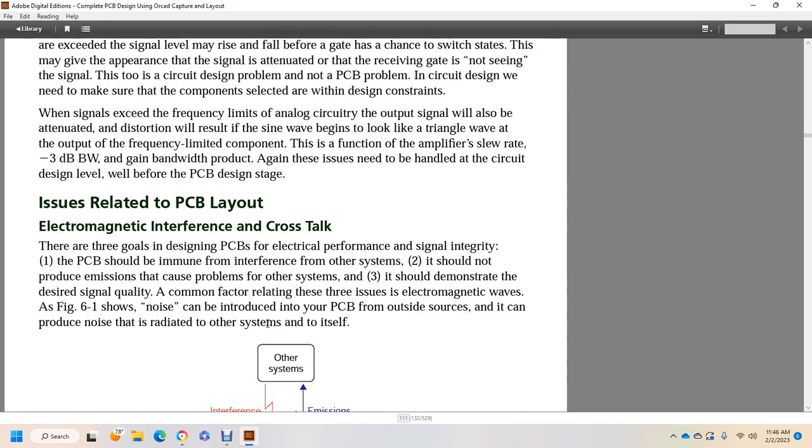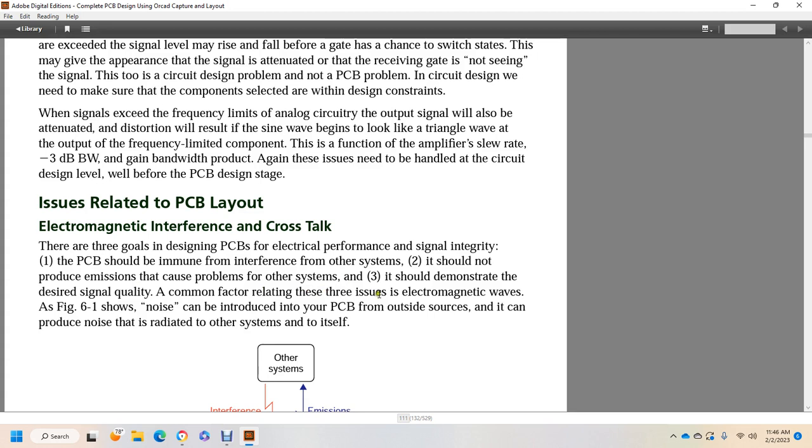Issues related to PCB layout. Electromagnetic interference and crosstalk. There are three goals of the PCB: electronic performance and signal integrity. One, the PCB should be immune to interference from other systems. Two, it should not produce emissions that cause problems for other systems. Three, it should demonstrate the desired signal quality.